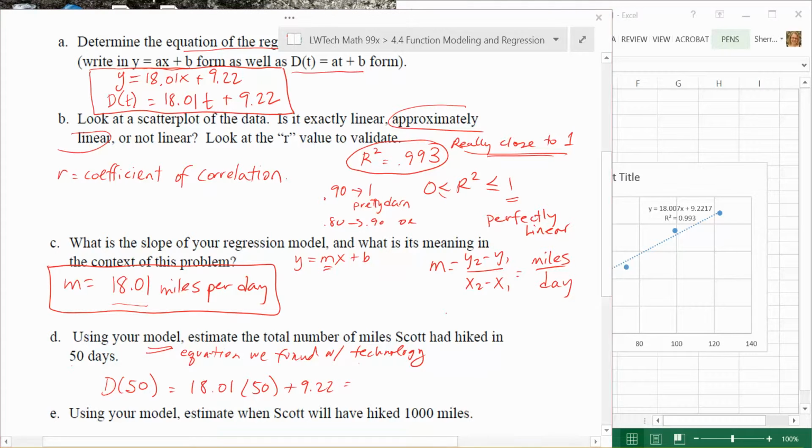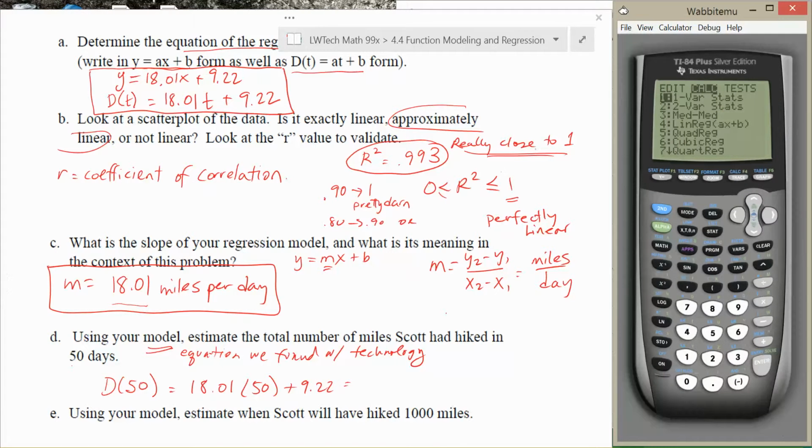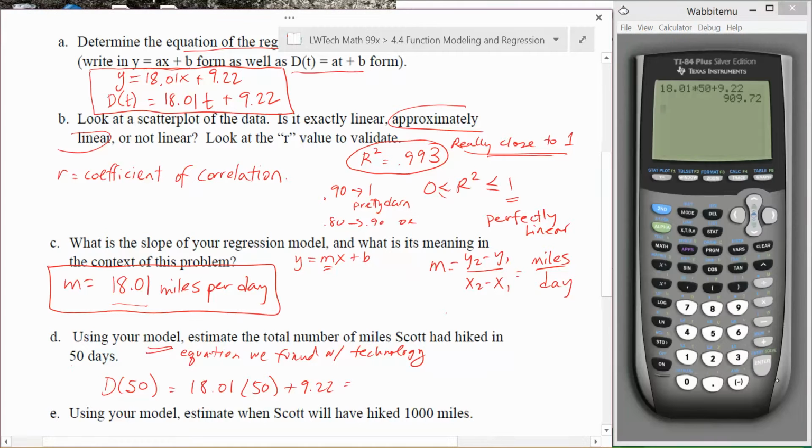You should be able to just evaluate that on your calculator. Let's get back to the main screen here. If we do 18.01 times 50 plus 9.22, we get 909.72. So we would expect that in 50 days, he would travel 909 miles.